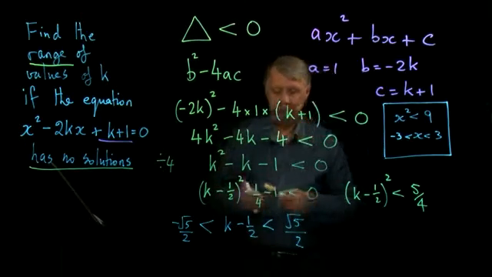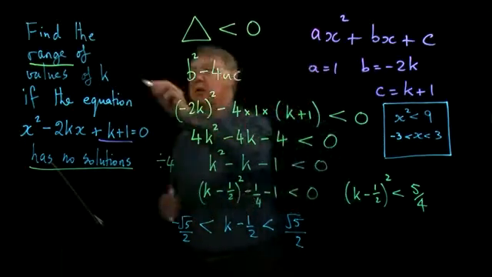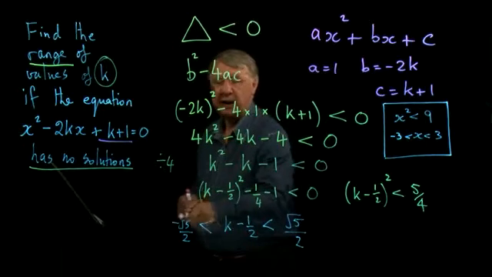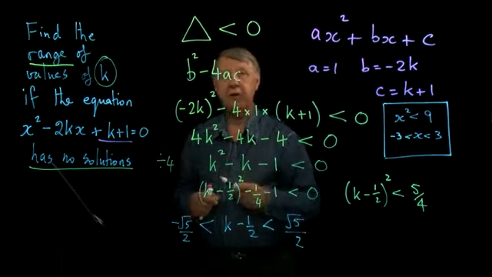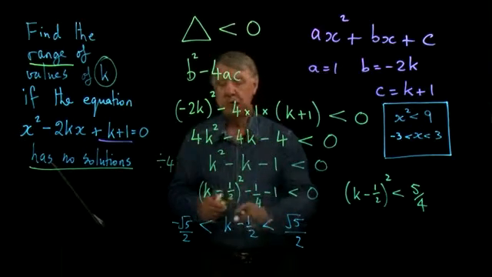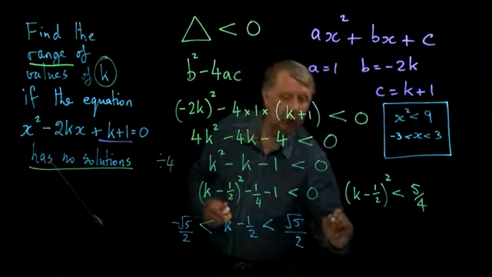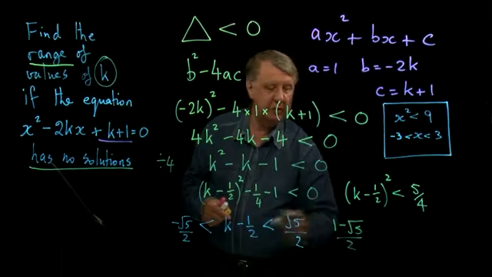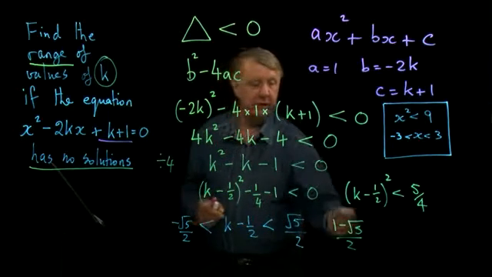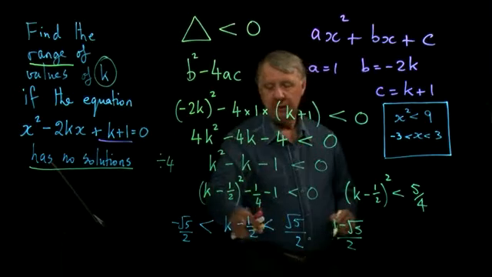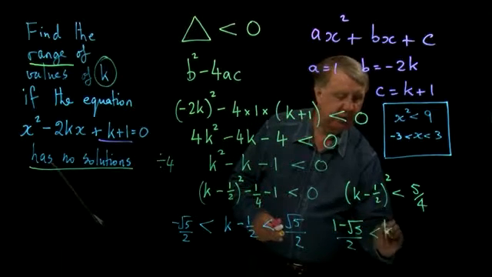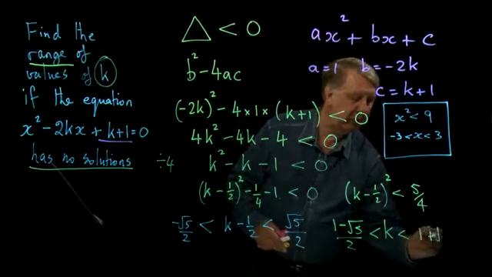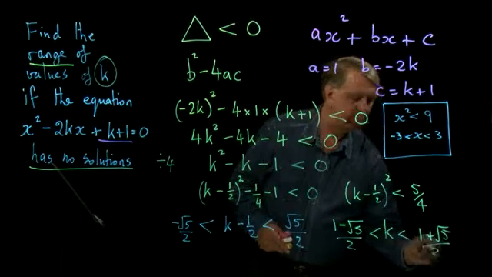So we're nearly there. I want to know the range of values of k. I don't want this -1/2 in the way, so I'm going to add a half to each of the 3 bits of that inequality. So if I add a half to this, I get 1 minus √5 all over 2, because 1 over 2 is a half. I'm now merging this into a single fraction. That -1/2 disappears, giving me k, and then if I add a half to that, I get 1 plus √5 over 2.